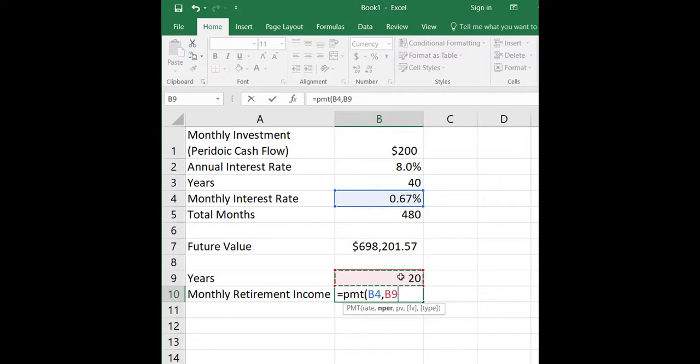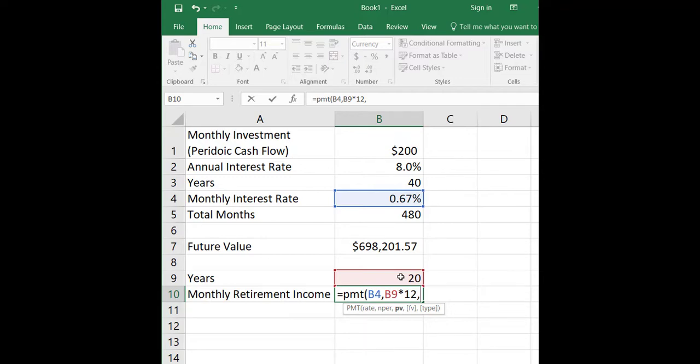This is going to be different. This is going to be the 20 years between when we quit working and retire and we quit retiring and do something else. We have to convert that 20 to months though. So we're going to type an asterisk and multiply by 12 so that we'll have 20 years, 12 months per year. And then we type a comma and we enter the present value.